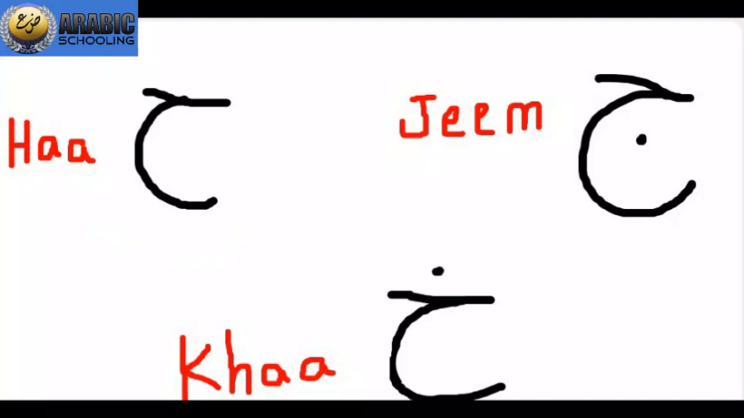The third one is called Khaa. Khaa has a dot above. So again, the first one is Jeem. The second one, Ha. The third one, Khaa. Let's see how we write them.